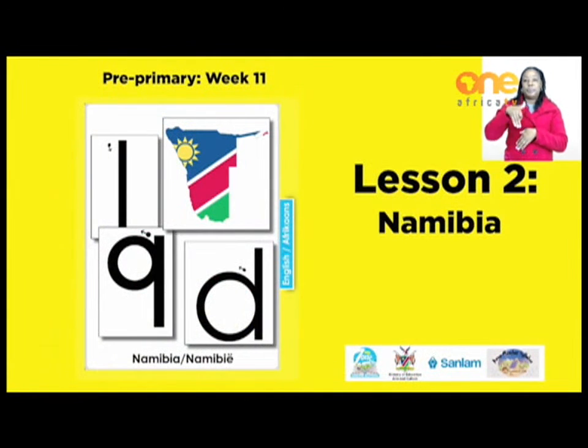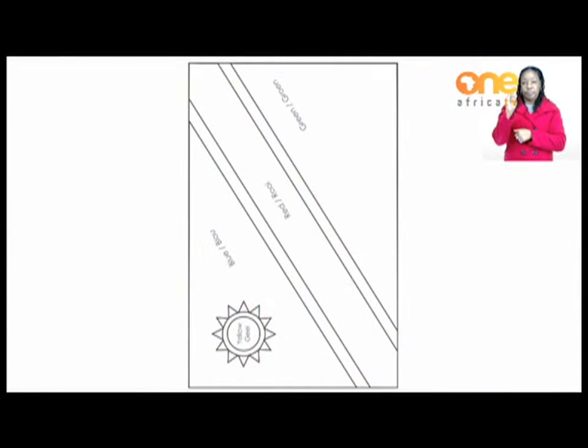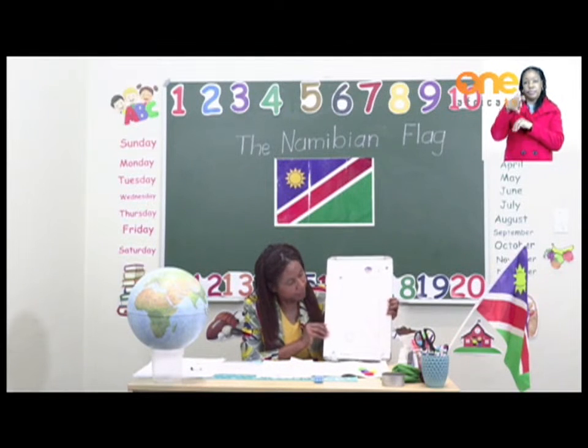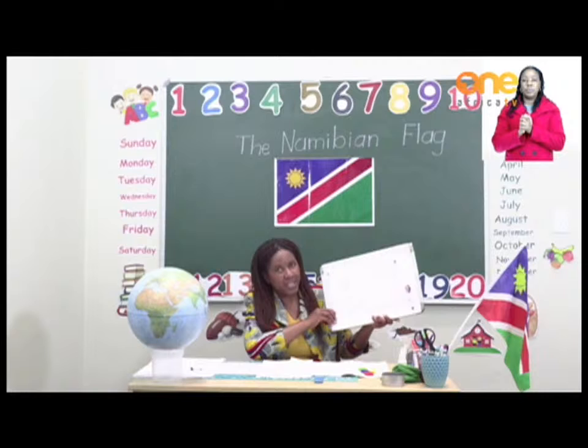Today's lesson is lesson 2, and the theme is Namibia. Let's turn over to page 7 of our booklet. On page 7, the instruction says, color in the Namibian flag according to the instructions. There is one thing that we need to focus on: the Namibian flag has different colors. I would like you to look at my board over here. I have the Namibian flag with me over there.